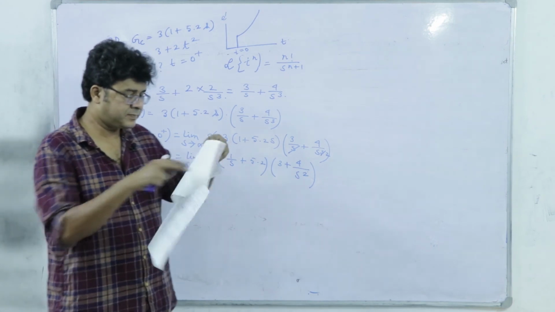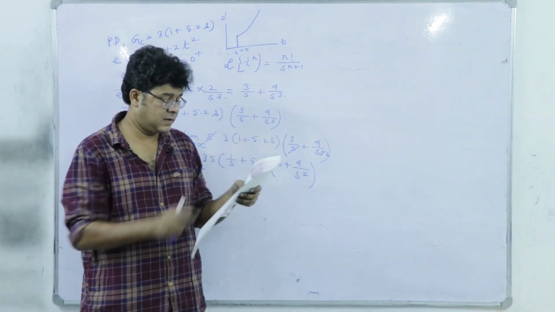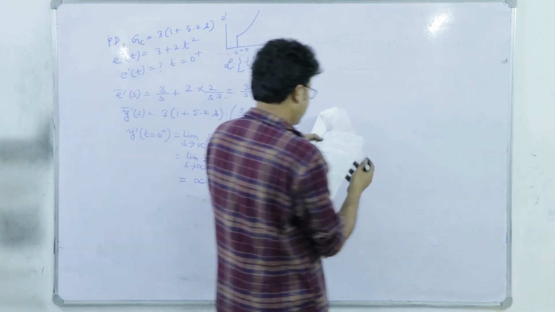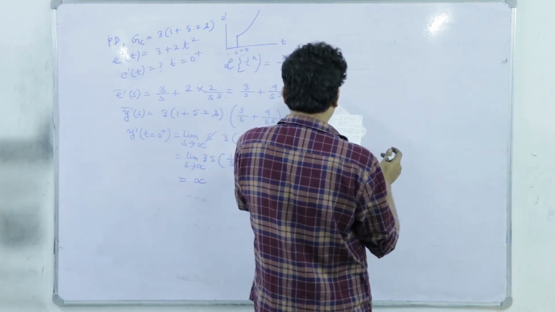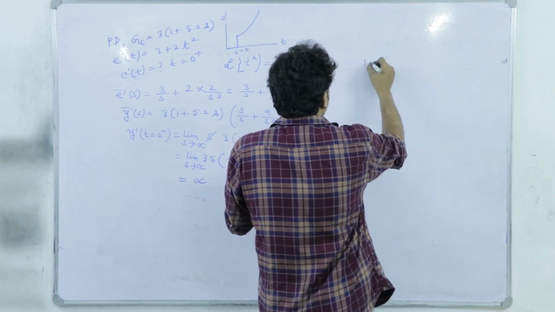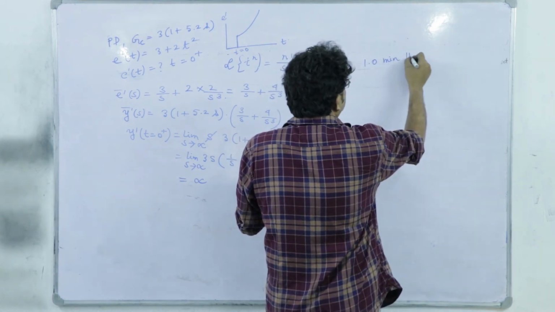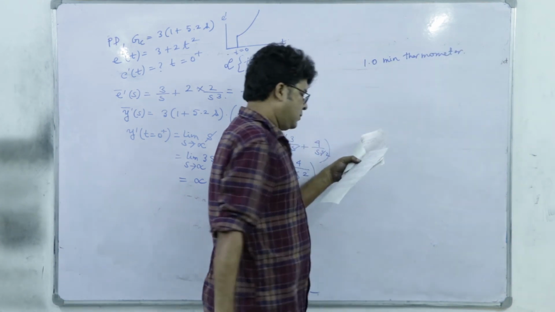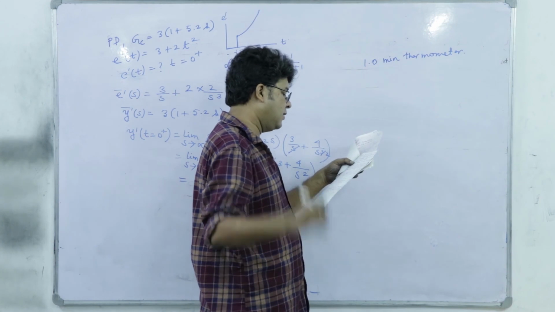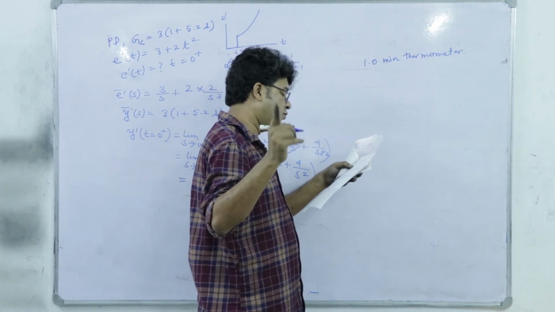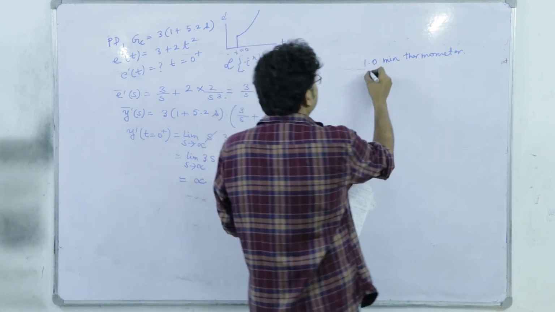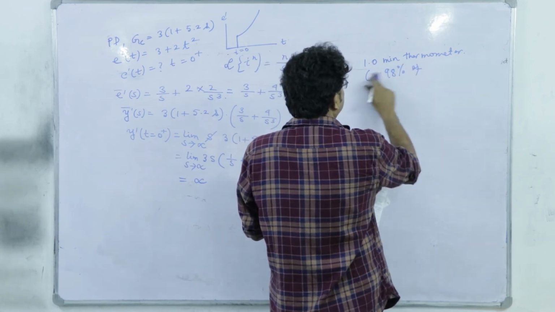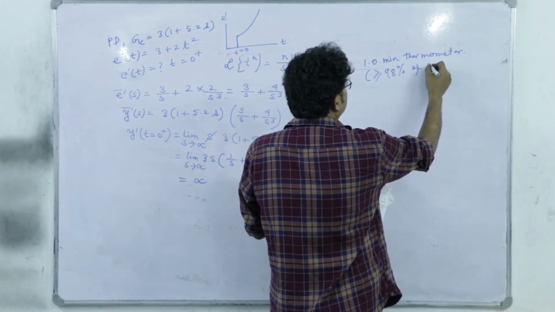Okay. This is a very interesting problem. A manufacturer of a clinical thermometer claims that his product is a 1-minute thermometer. What does it mean? That it requires only 1 minute contact time to register a temperature which is 98% or greater than or equal to 98% of the actual temperature.